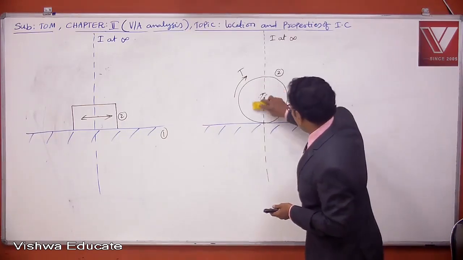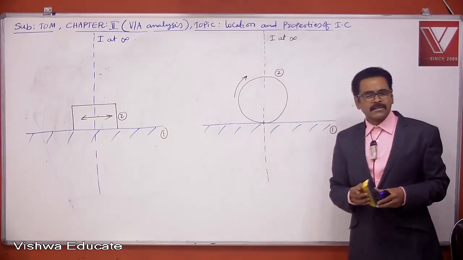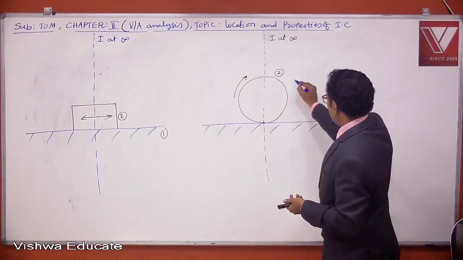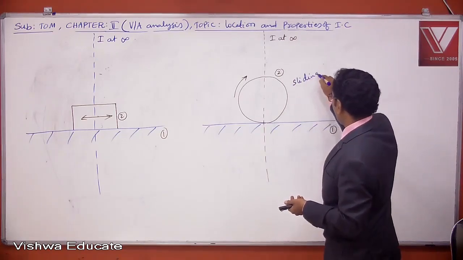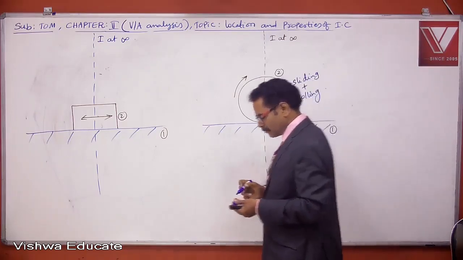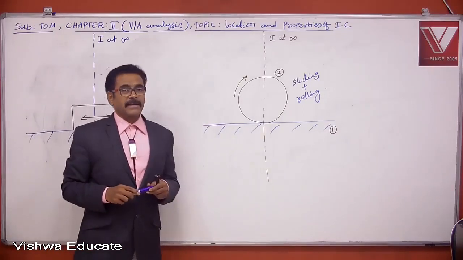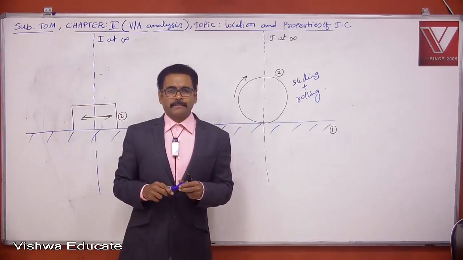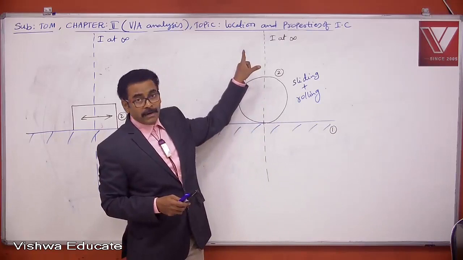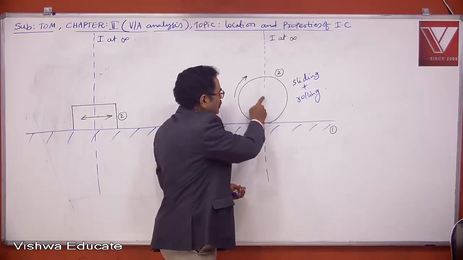Right. Next, the disk is sliding and rolling. Here the disk is sliding, at the same time it is rolling. Sliding motion is there, rolling motion is there. Then where does their IC lie? Pure rolling, point of contact. Pure sliding, point at infinity. If this disk is rotated by torque, center of disk.